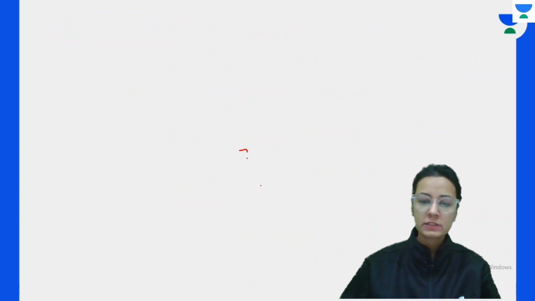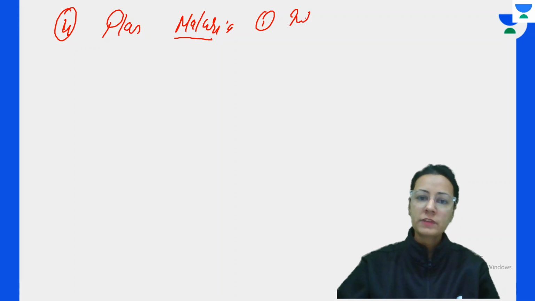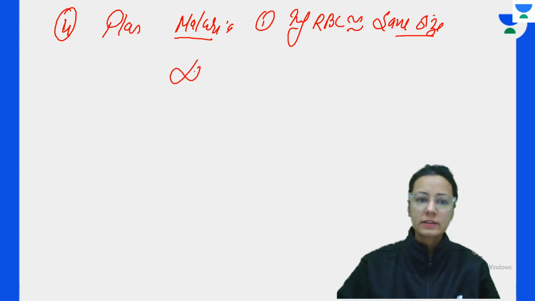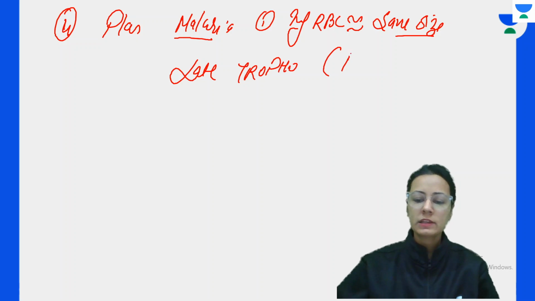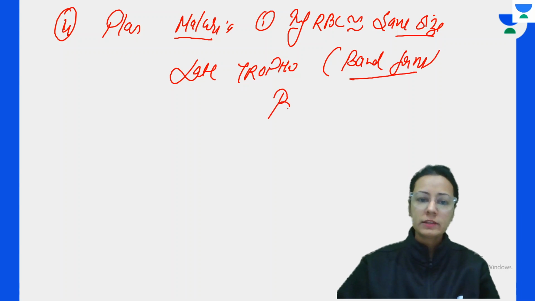We'll also see the PBFs. Now, talking about Plasmodium malariae, here also the infected RBCs will be of the same size, and the late trophozoite will be in the form of a band form and will be brown pigmented.